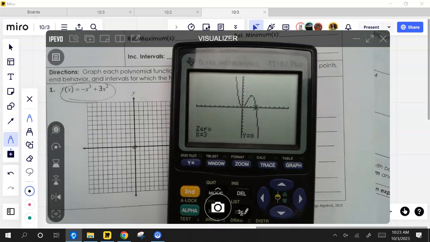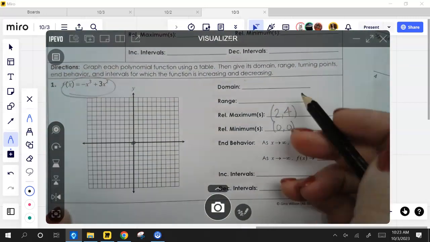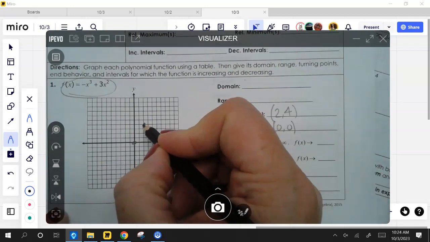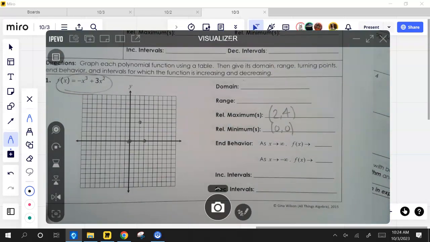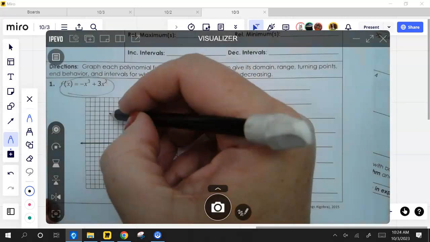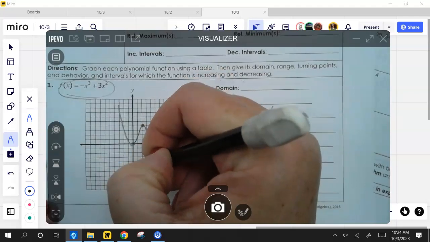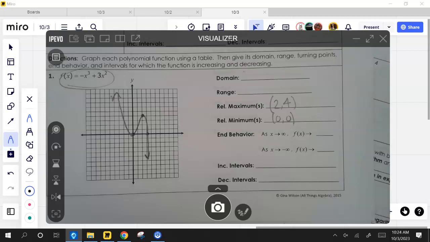That gives me a good point to come over here on my graph and say, okay, I know 2, 4 is a maximum, and then 3, 0. Now I should have enough information that I can sketch a graph from this. Okay, and now I have a good graph, a good estimate. Other than maxes, mins, and zeros, you just connect them. No, it doesn't have to be exact.